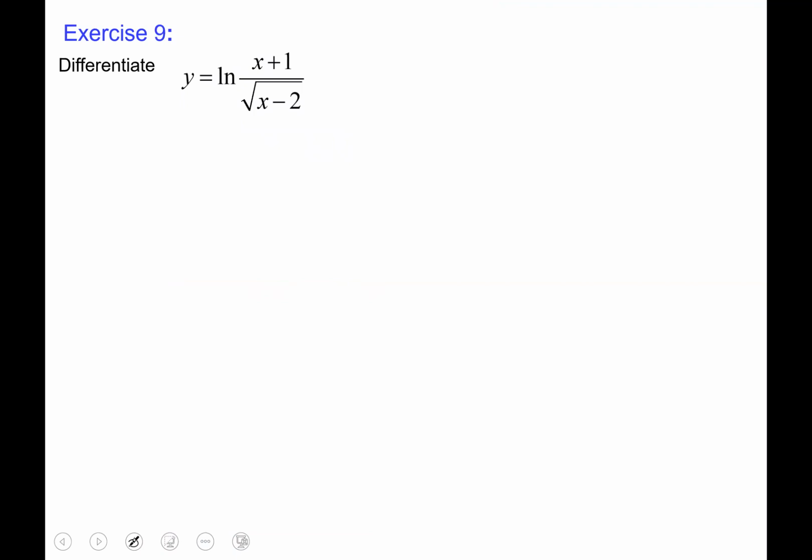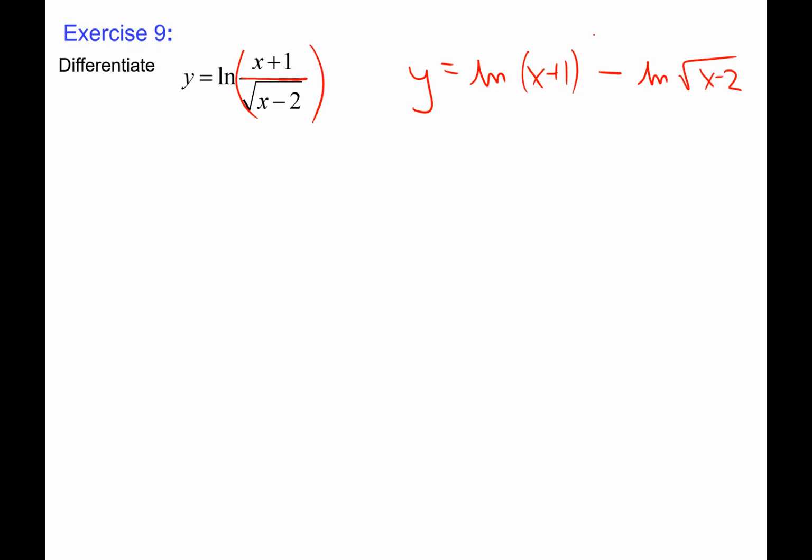And okay, another one. Differentiate y equals natural log of x plus 1 over root x minus 2. Okay, what I can do with this function is use the logarithmic property and rewrite the function before taking the derivative. When we divide, this actually means that we have a subtraction of these logarithms, because the other way, when we subtract the same logarithm, we can divide these arguments.